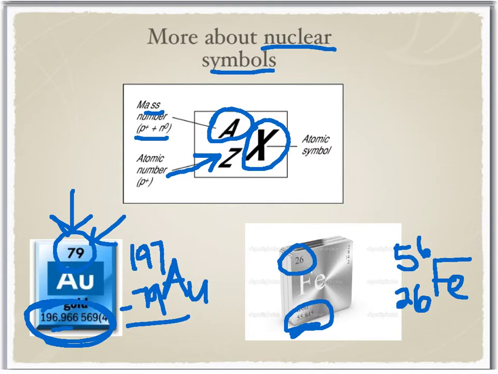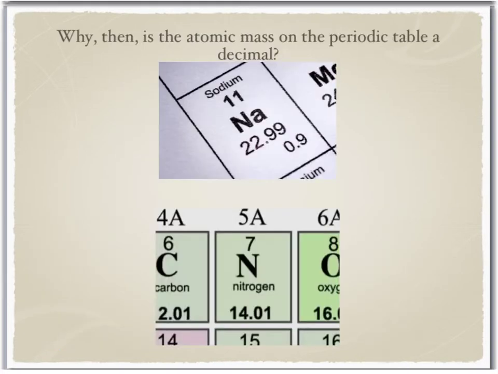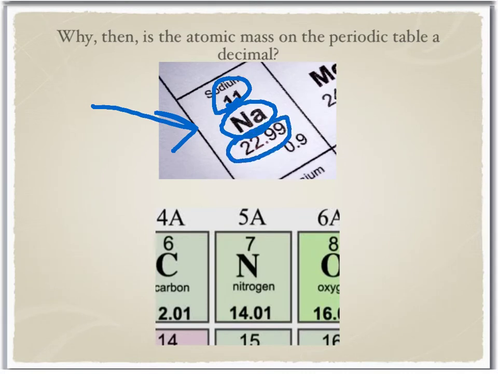I also want to point out that both of these atoms are neutral. Notice there's nothing written up here in this upper right area. We'll talk more about charge in just a minute. So you may be wondering, when I look on the periodic table at sodium, I see the symbol, I see a whole number, but I see a decimal number too. What's up with that decimal number?